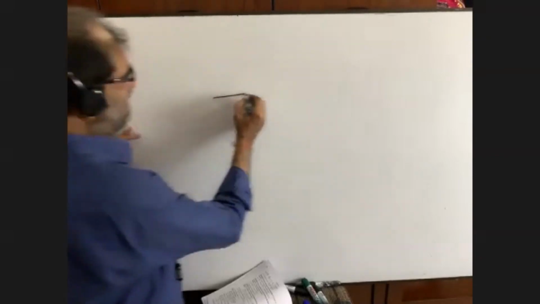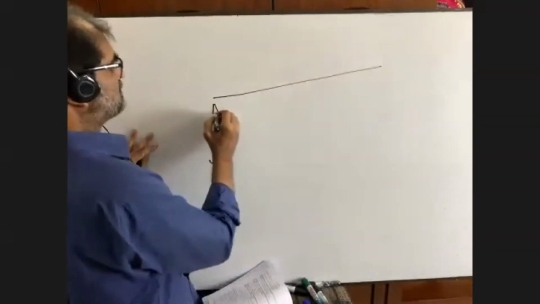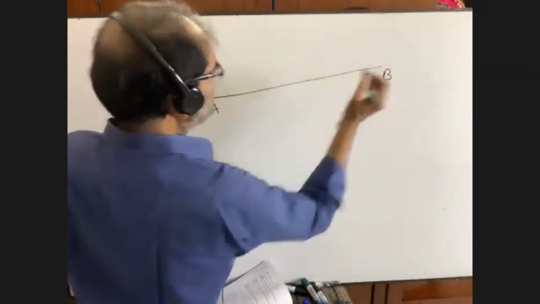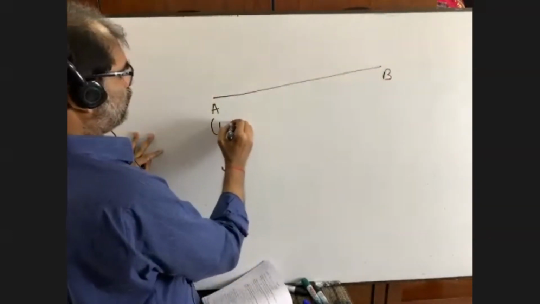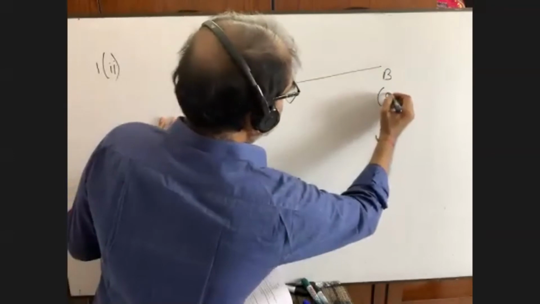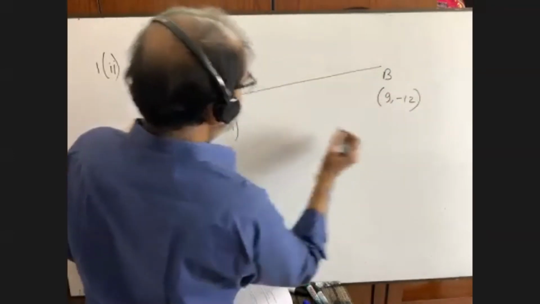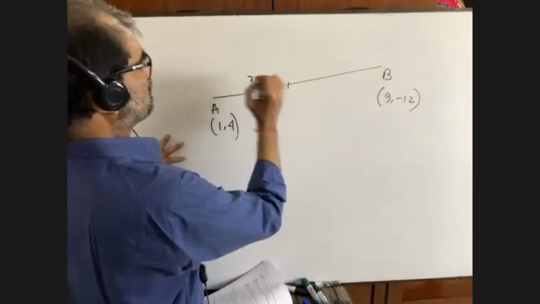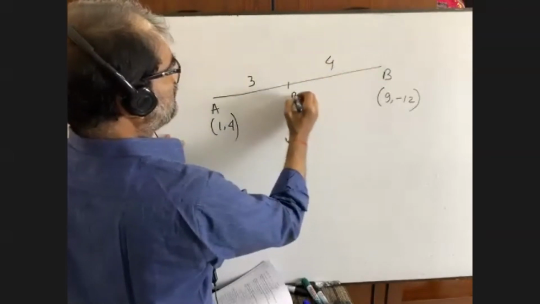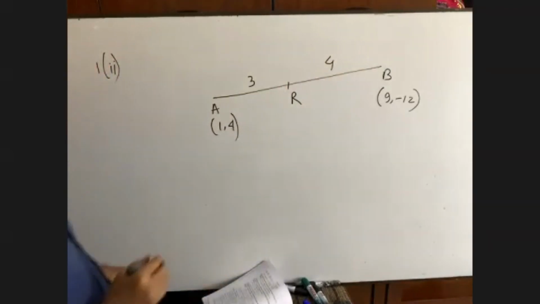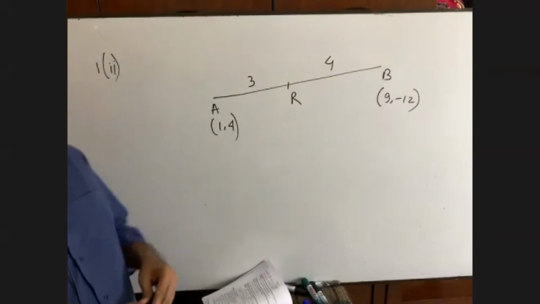Now you see the second math, number 2. (1, 4) and (9, minus 12). Same math. It is A, it is B. It is 3, it is 4. Now find it. Be quick.